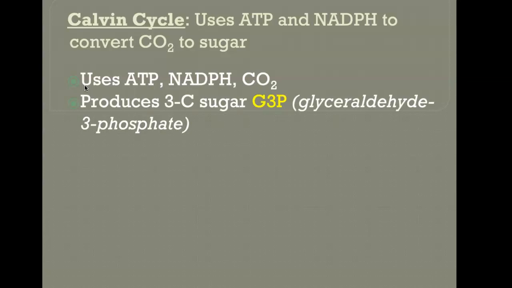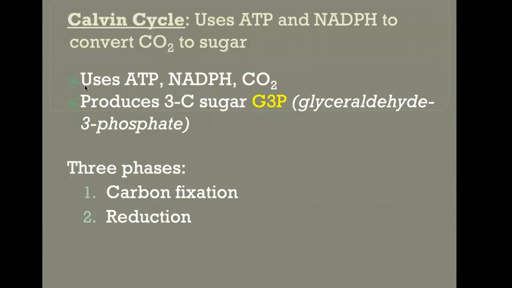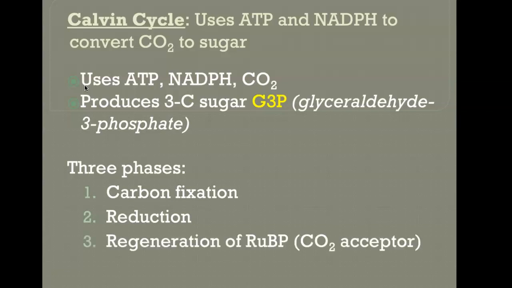The name of the 3-carbon sugar that is generated from the Calvin cycle is G3P, glyceraldehyde 3-phosphate, which again with these crazy names, it's better just to use the abbreviation G3P. And make sure you understand that G3P is a 3-carbon sugar. There are 3 phases of the Calvin cycle. First, carbon fixation. Second, reduction. And third, a regeneration of RuBP, which is a carbon dioxide acceptor, and I will go over that when I have the diagram.